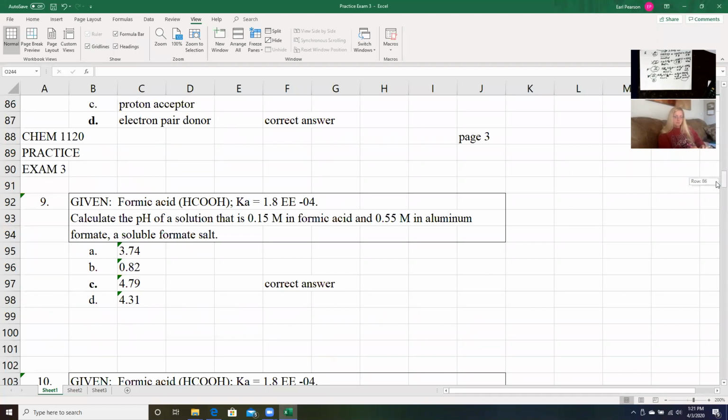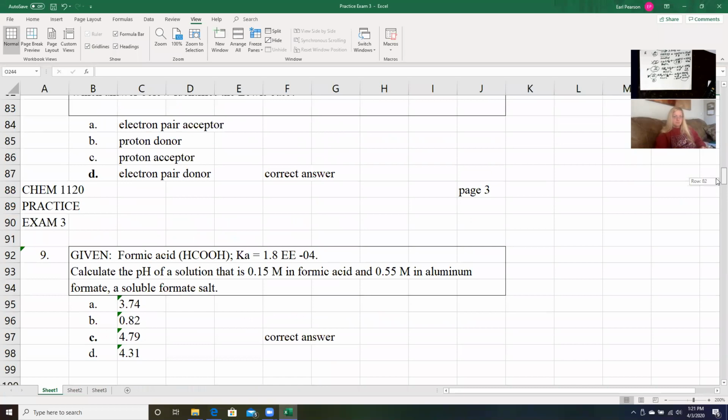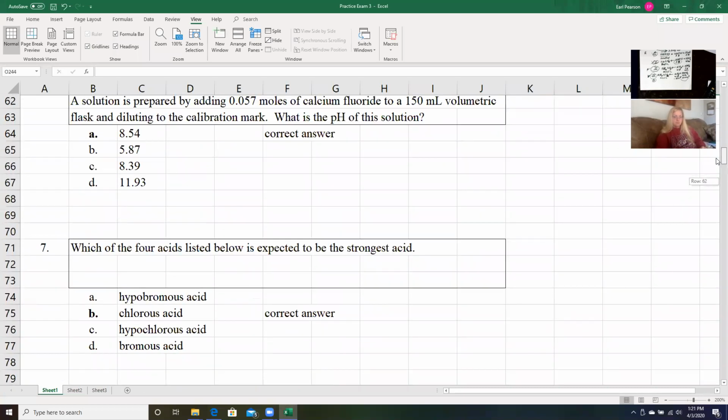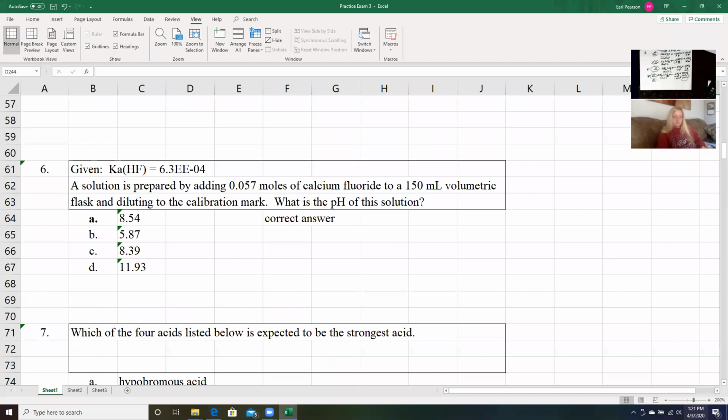Well, I'll try it, but we're going to go across a page. We were trying to find number 6, weren't we? Okay. Solution prepared with that many moles of fluoride. What's the pH of this solution? So now this one is just exactly like the earlier one we did, I think. Maybe a different concentration. We've got HF, and it dissociates to H plus and F minus. This is number 6.